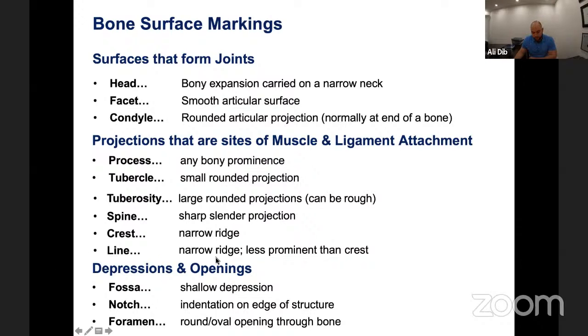And then we have depressions and openings, guys. So we have things like fossas, which are very shallow depressions. We have notches, which are really big indentations into the bone. And then we have foramens, which are just holes in bones where things can go through.